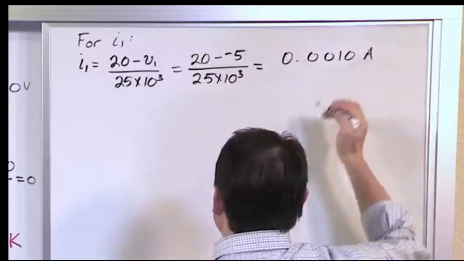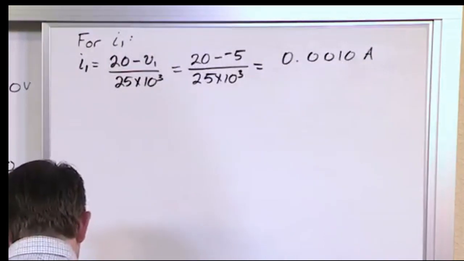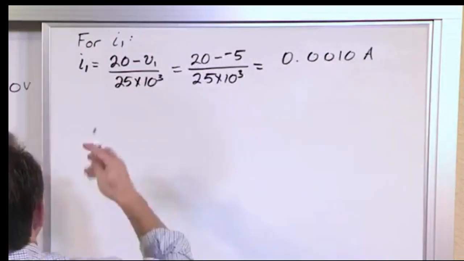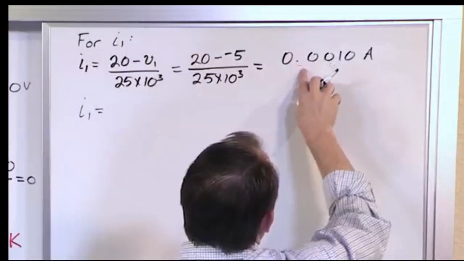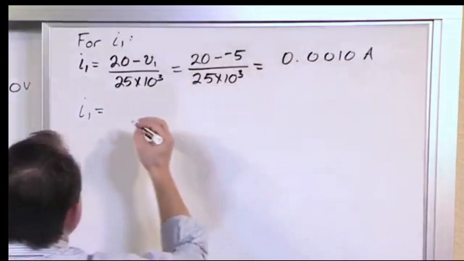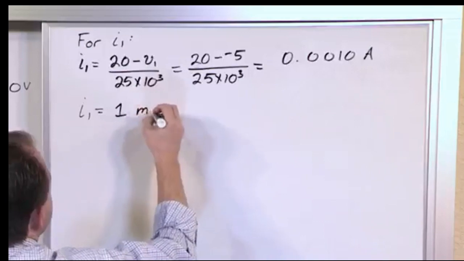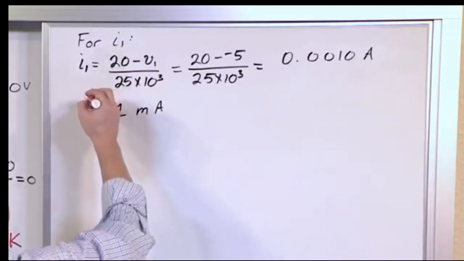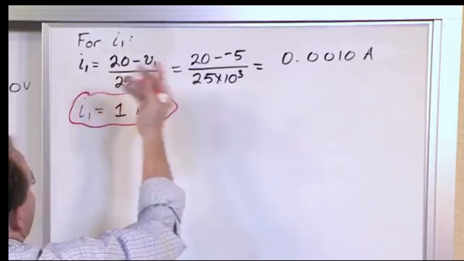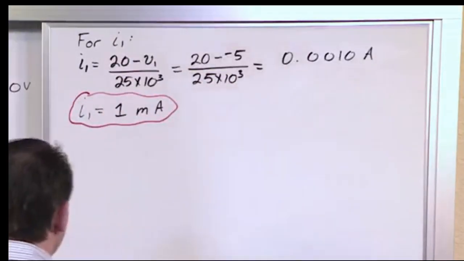0.0010 amps. All right, and well, let's just do it like this. So I sub 1, if you look at this, if you shift the decimal 1, 2, 3 decimal places, what you're going to get is 1 milliamp. And that is I sub 1. That is the answer. 1 milliamp, or 0.001 amps, however you want to say it.